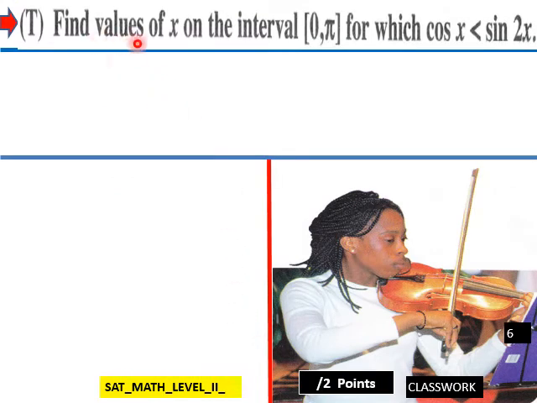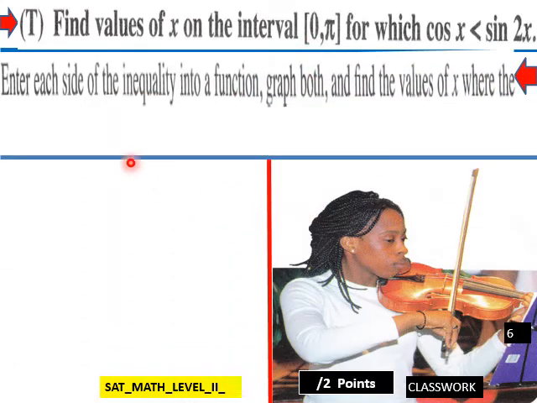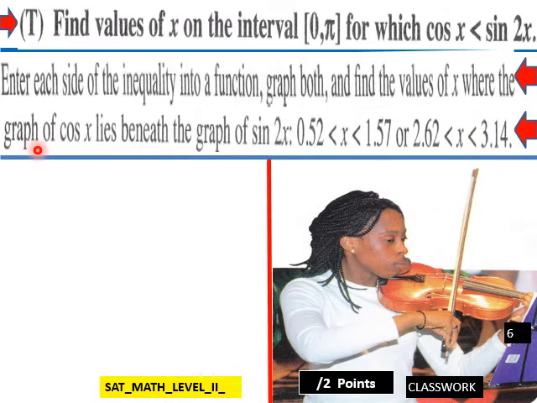And then T: find the values of x on the interval of 0 to pi for which cosine x is less than sine 2x. So enter each side of the inequality into a function, graph both, and find the values of x where the graph of cosine x lies beneath the graph of sine 2x: 0.52 less than or equal to x less than 1.57, or 2.62 less than x less than 3.14. That would be your solution for this question.